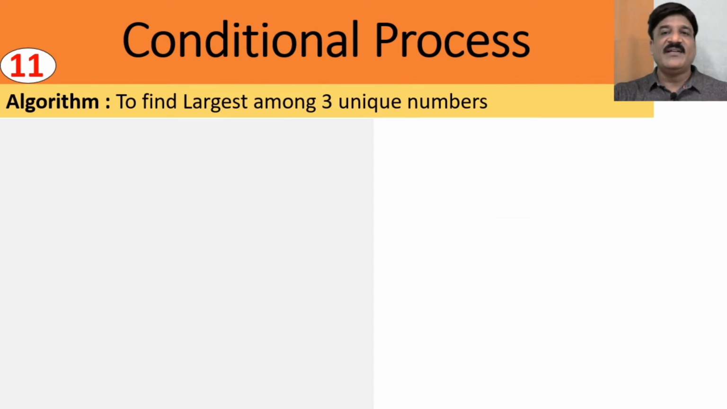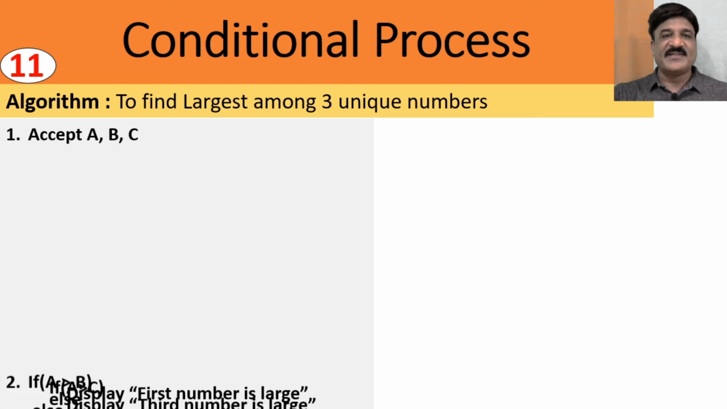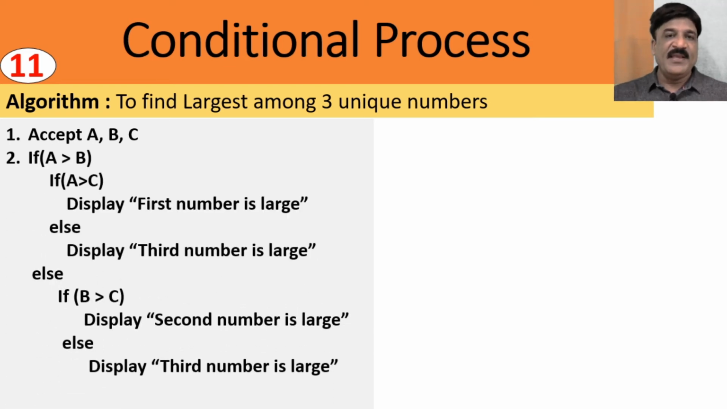Now, to find the largest among three unique numbers, we have already seen how to find the largest among two unique numbers. Now, in this case, we need to find out what? The largest among the three unique numbers. So, first step is what? Accept the values of A, B, C. Then check if A is greater than B. If so, check if A is greater than C. If it is so, first number is large.